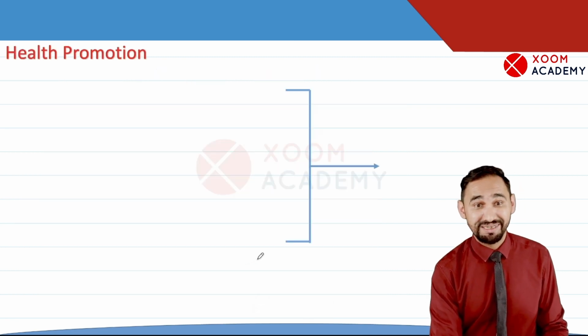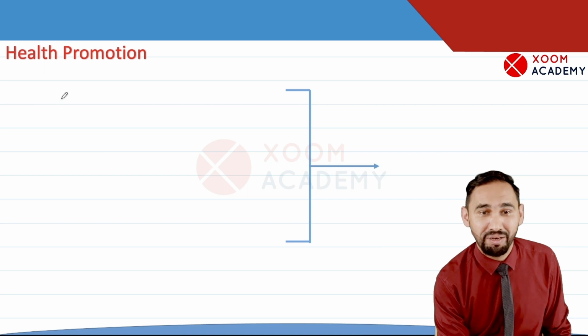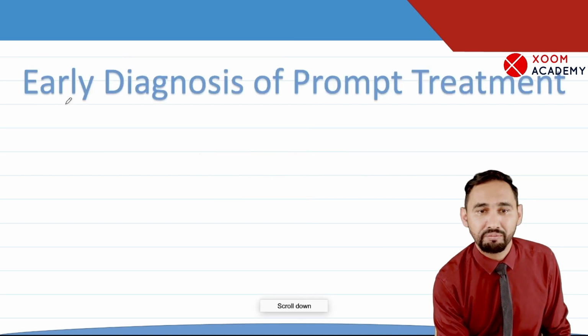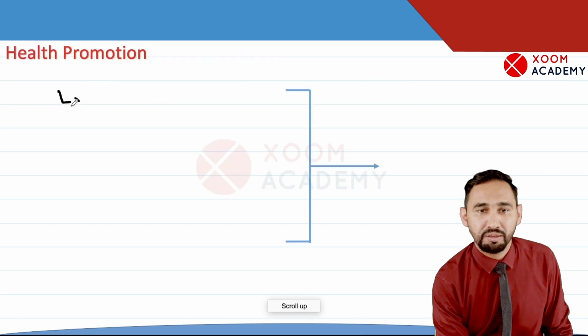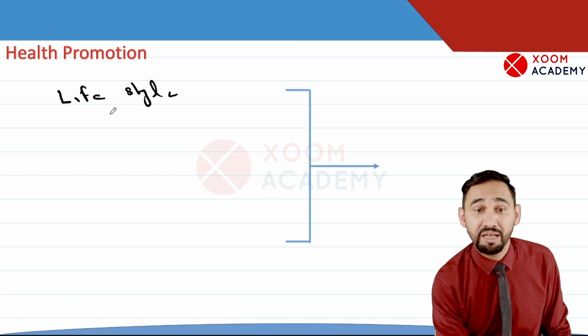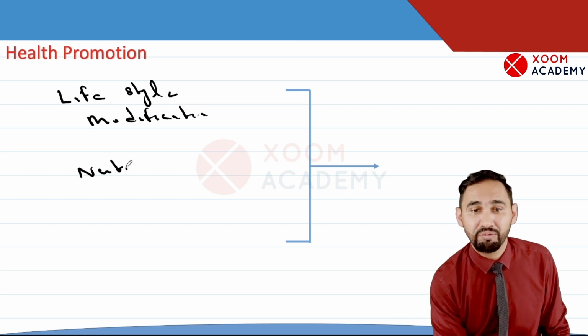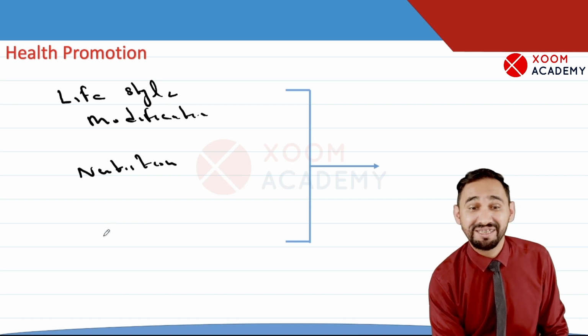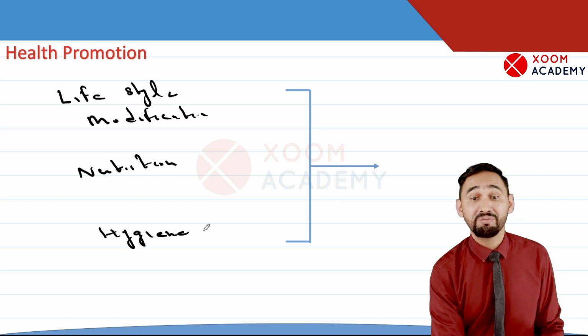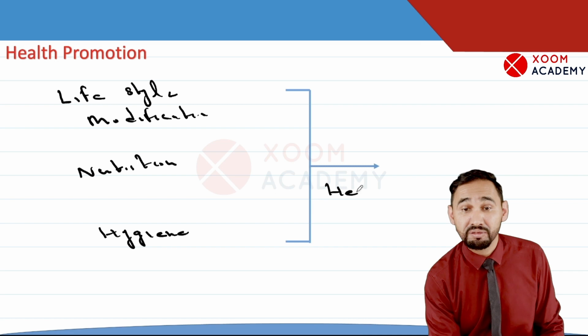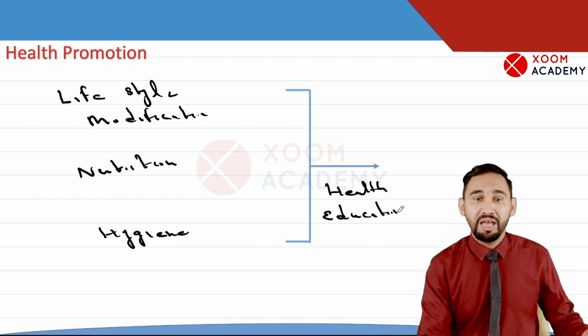What is health promotion? It is done in primary prevention. How? By lifestyle modification. We have to modify the lifestyle, we have to change the lifestyle, by nutrition, by healthy diet. We have to provide a balanced diet to our community, and by hygiene. We have to spread good hygienic measures. All of this is achieved by health education. We have to educate the community. What is health education? Education regarding health and lifestyle modification.